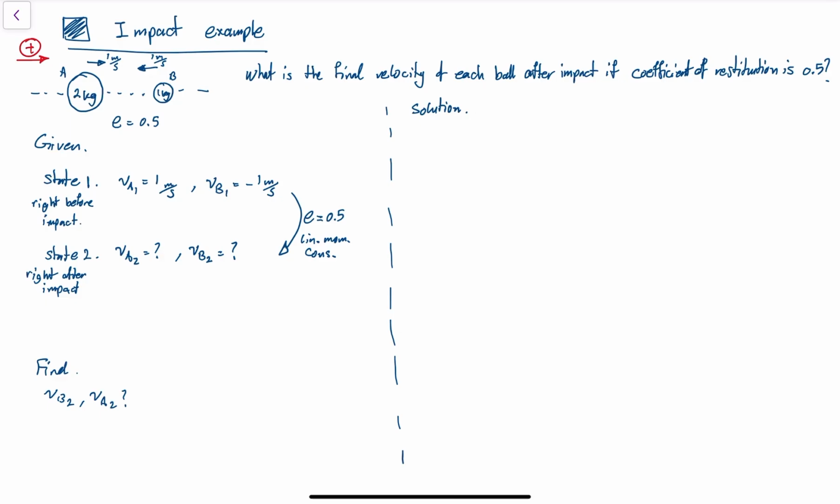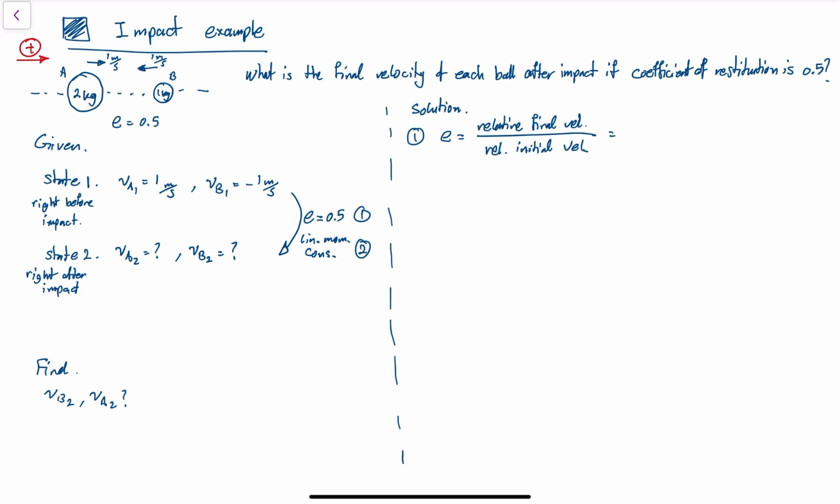So we have two known pieces of information about the transition. Let's start with one of them. Let's start with known information 1. I know it is useful because the coefficient of restitution is related to final velocity. Somehow the final velocities show up in that equation. So e is essentially relative final velocity over relative initial velocity.